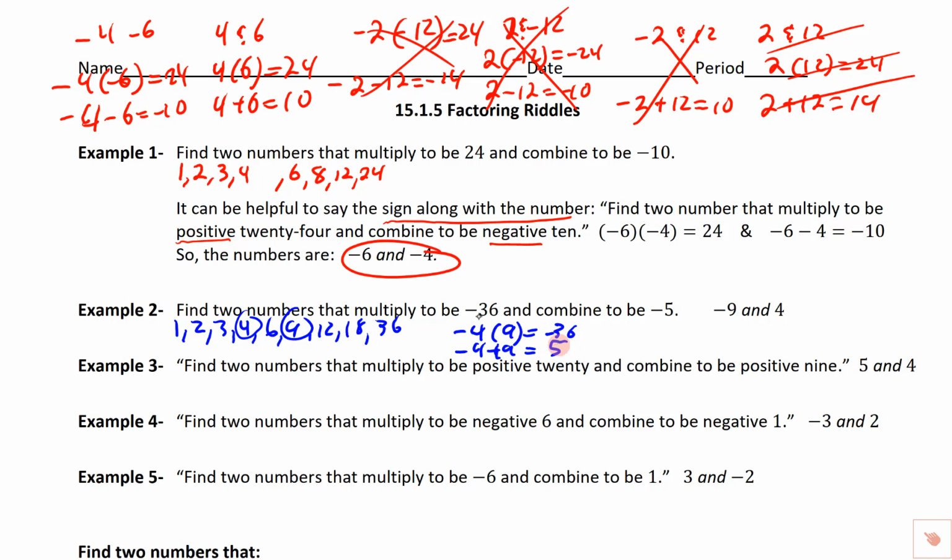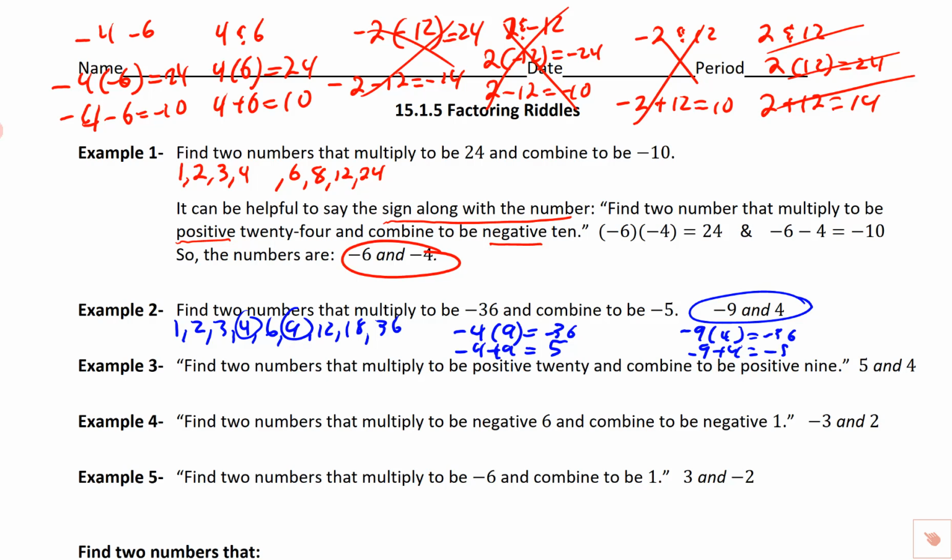Now, a little hint here. If they multiply to be a negative and they combine to be a negative, the bigger one of the two numbers that we're using has to be negative. So if you double check this one right here, if we do negative 9 times 4, that's negative 36. And if we do negative 9 plus 4, we end up with negative 5. So that's the right answer. So we got that one.